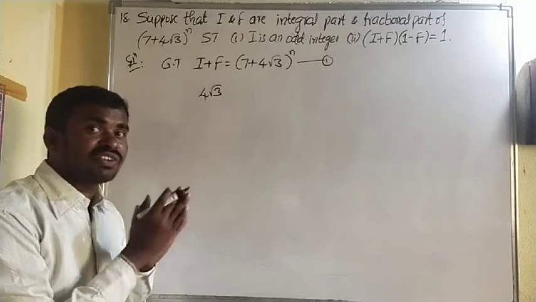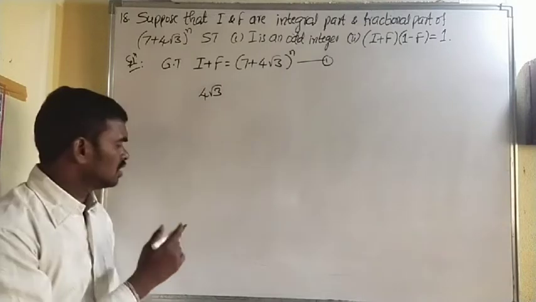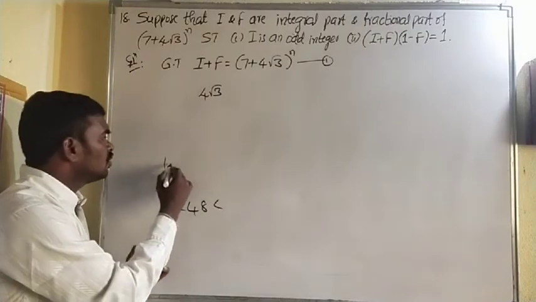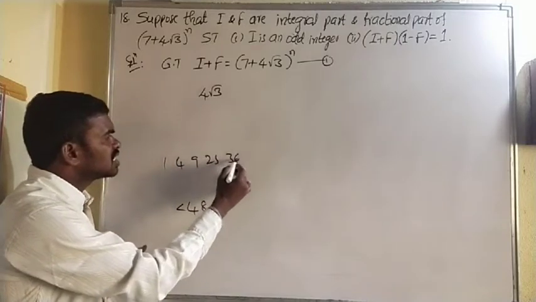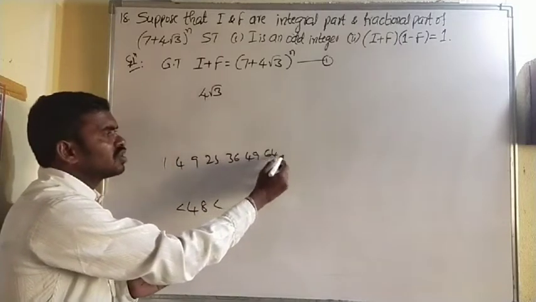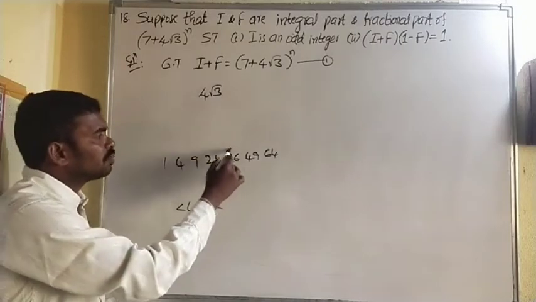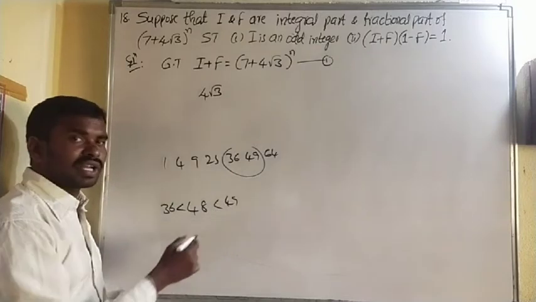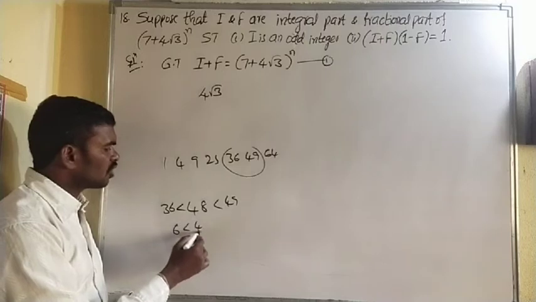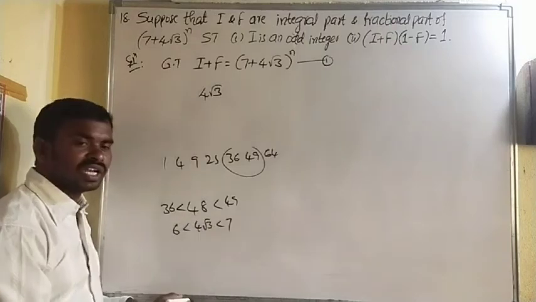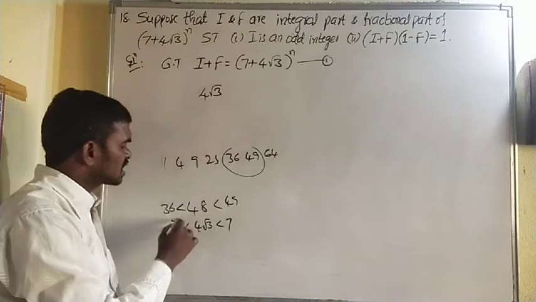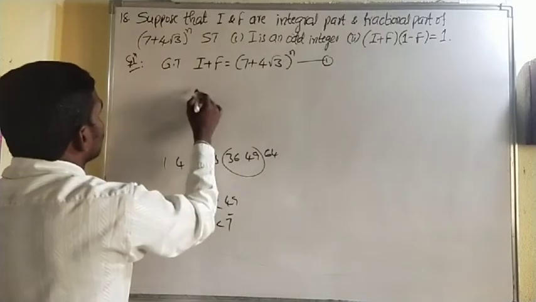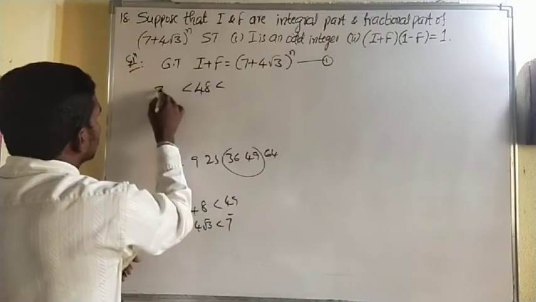Does 48 lie between which two perfect squares? Perfect squares means 1, 4, 9, 25, 36, 49, 64, and so on. These are perfect squares. 48 lies between which two numbers? Yes, very good. 36 and 49. So taking the square root, the square root of 48 is 4 root 3 and the square root of 49 is 7. So 4 root 3 lies between 6 and 7. Am I right? Okay. For your convenience, I am writing from here. 48 lies between 36 and 49.